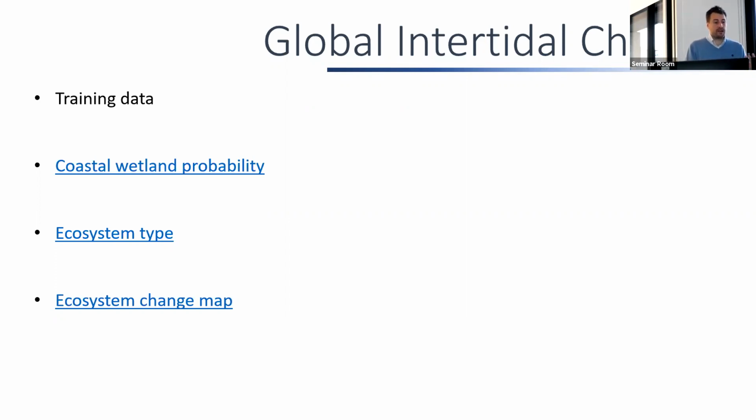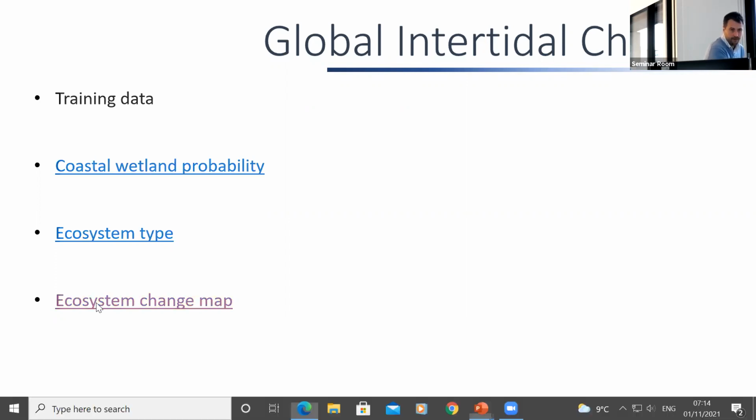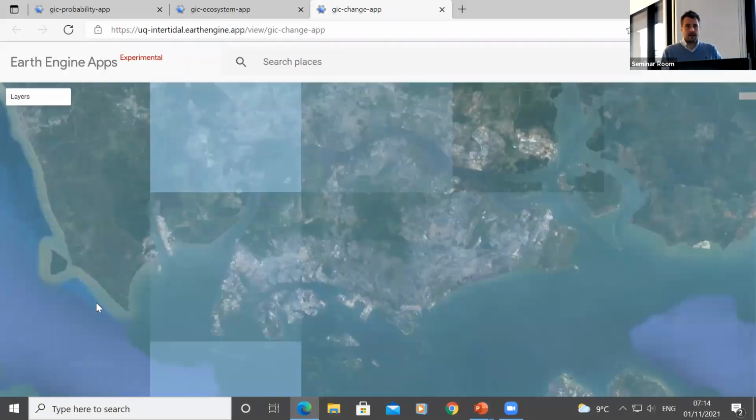So the change map shows areas where the coastal wetlands were identified as being either totally lost over the study period or totally gained over the study period. So I'm going to show you an output from that map. We're going to go to a slightly different area because it's a bit more interesting.